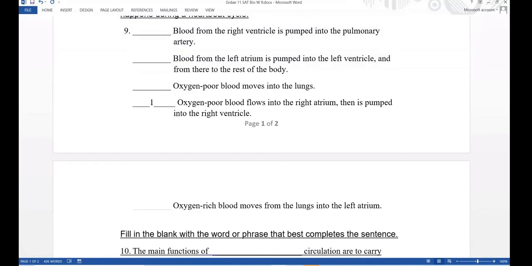Now, which is step number 2? What happens after that? Quickly. Miss, the first one is 2. Very good. Then this is step number 2. The blood from the right ventricle is pumped into the pulmonary artery. Excellent. Then which one is step number 3?